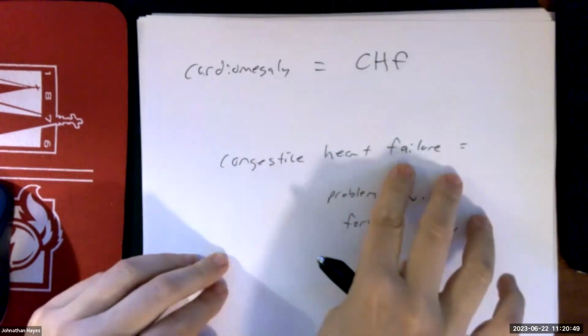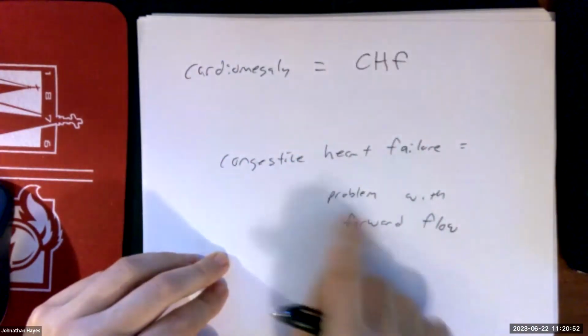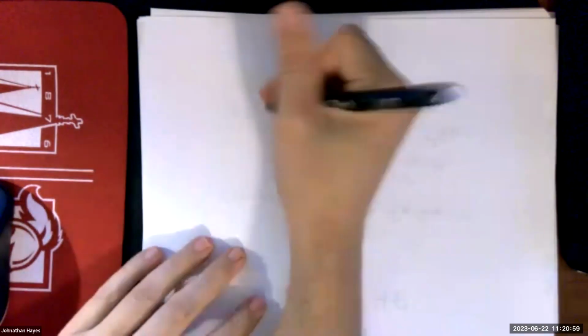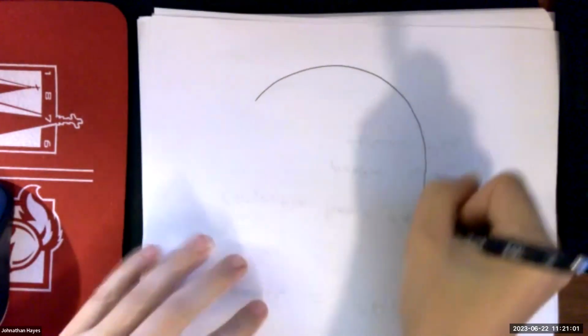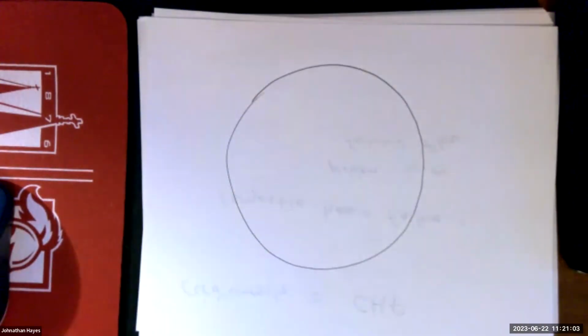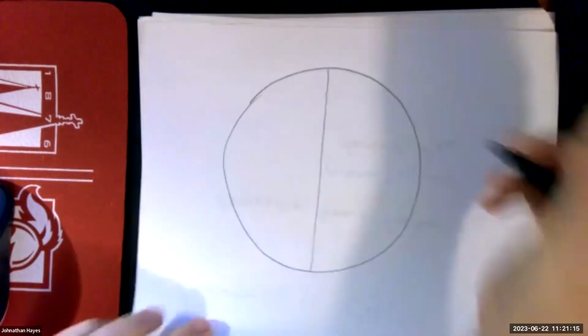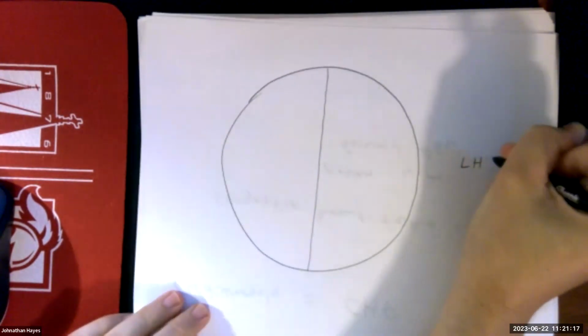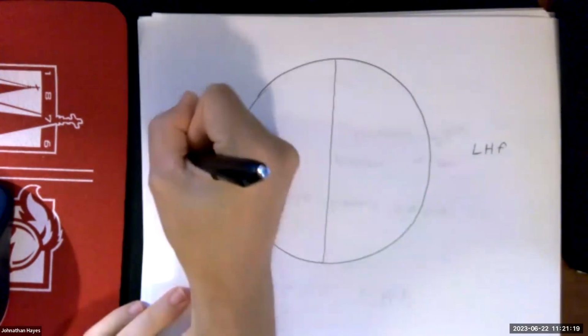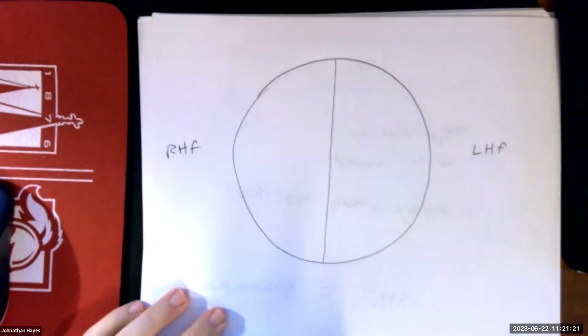But with congestive heart failure, regardless of which type it is, there's a problem with forward flow, right? So let's look at our examples here. So here's our circle diagram, which we can use for basically anything and everything. That's why we use it. Congestive heart failure can be subdivided into two types. You can have left-sided heart failure, and you can have right-sided heart failure, okay?